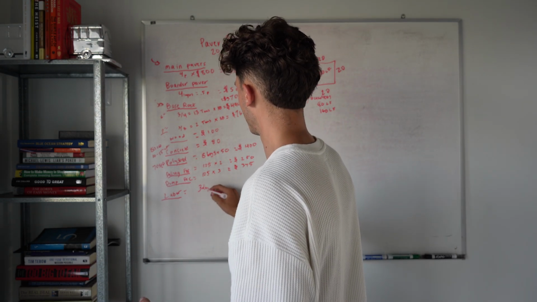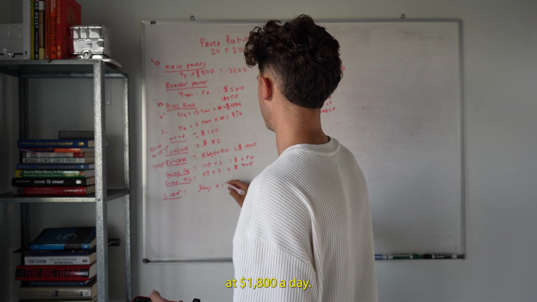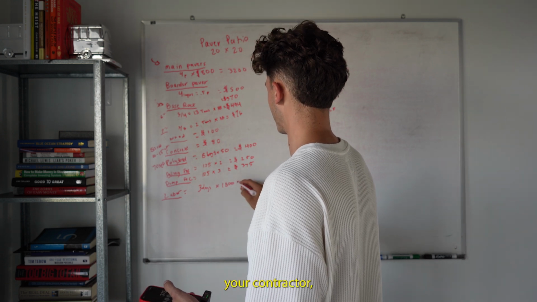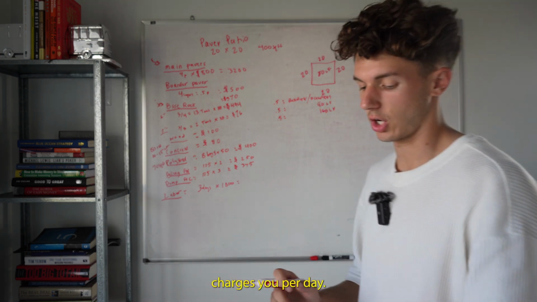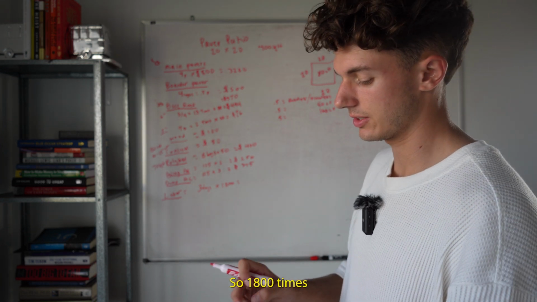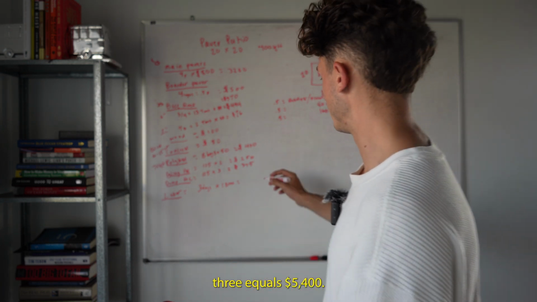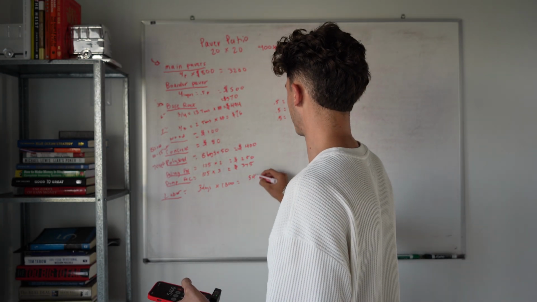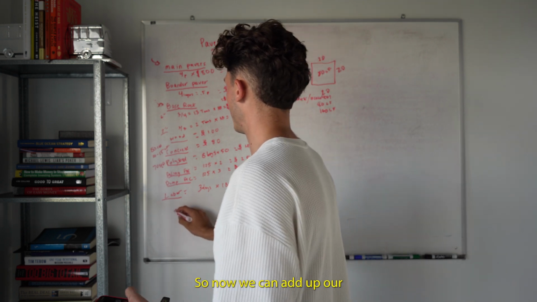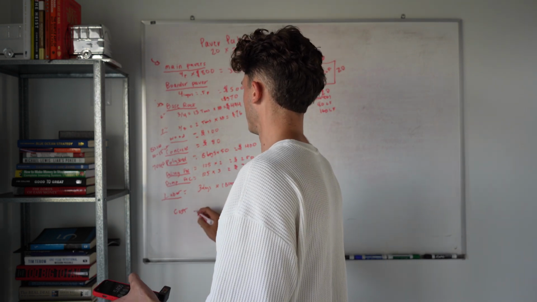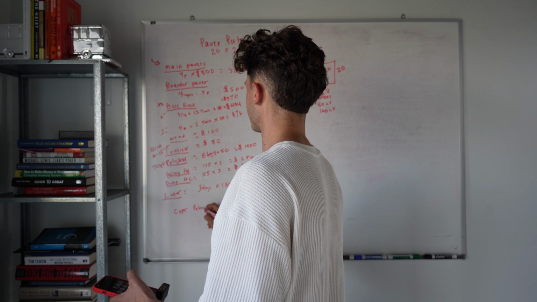3 days at $1,800 a day. That's what your contractor charges you per day, so 1,800 times 3 equals $5,400. So now we can add up our total cost on the patio.